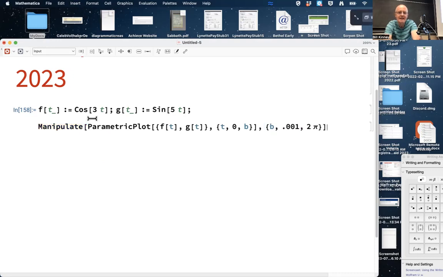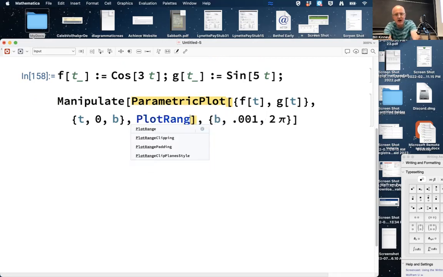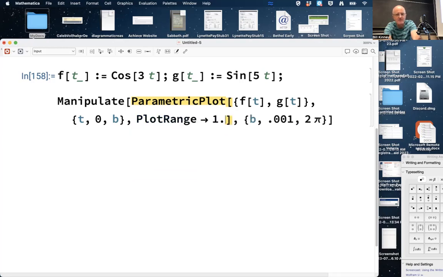This parametric plot code effectively is inside the Manipulate code. Manipulate will make animations, and that's what we want. We want to see the bug moving. B goes from 0 to 2 pi. If I don't add any more formatting commands, it's not quite ideal. I want to add another formatting command, effectively PlotRange, and I'm going to put a 1.2 there.